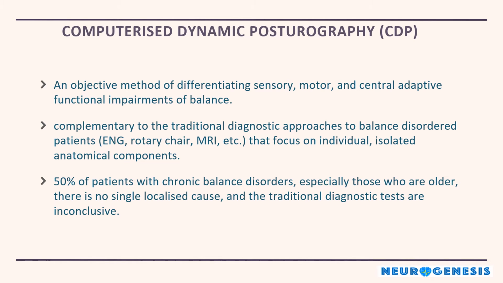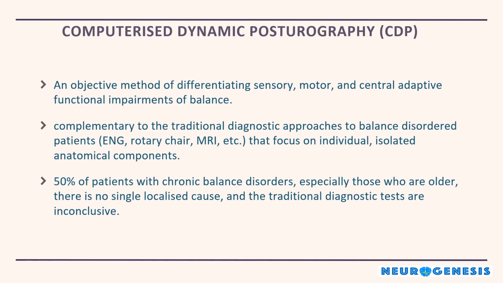Now there's something else we use, called computerized dynamic posturography. It's a huge machine. Not all centers have it, but if you have it, it's very good to have. If you don't, then you just use the basic outcome measures that we've used just now and work around it. To introduce this concept, it is a very objective way of figuring out what the problem is with the sensory component, what the problem is with the motor component, and where the problem is with the central adaptive functional impairments of balance.